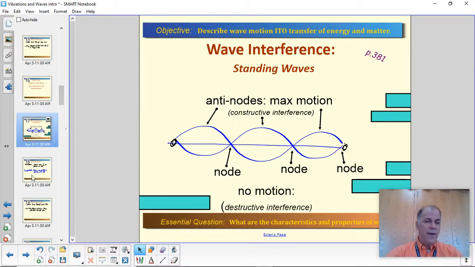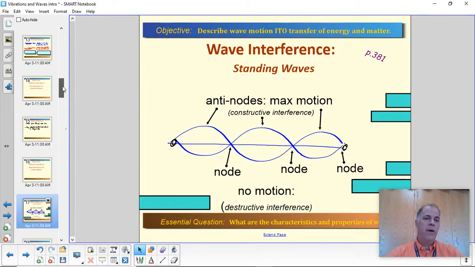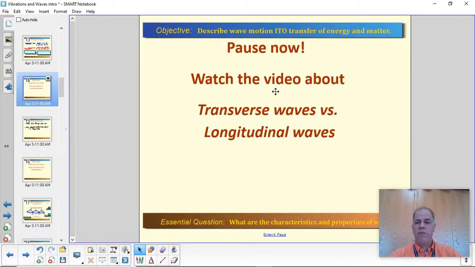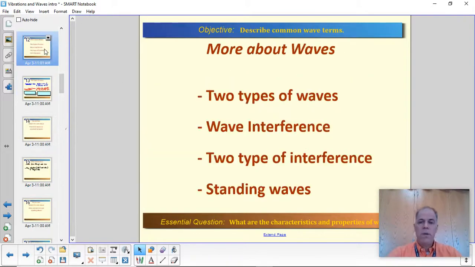Okay, so that's that. We have covered, and the videos have covered, the two types of wave, transverse and longitudinal. We've learned about wave interference, how it works and what it does. We've learned that there's two types of wave interference, constructive interference and destructive interference. And finally, we've learned something about standing waves.